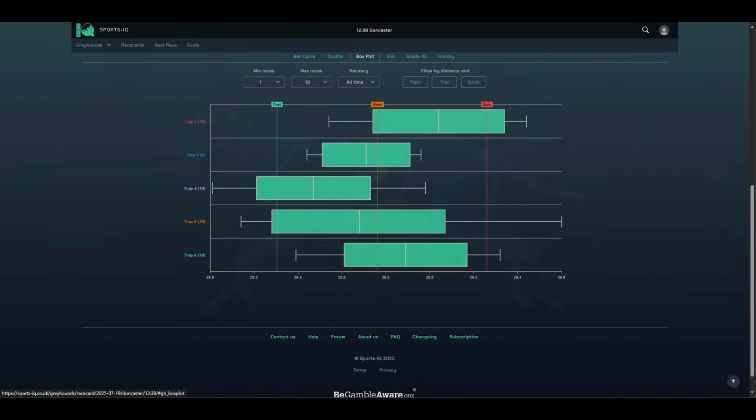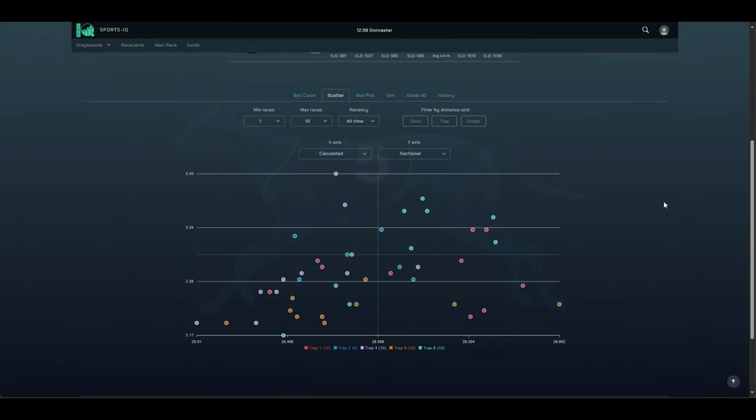The box plot helps us to visualize each dog's fastest, slowest, average, and variability in one clean view. Think of this as a bird's eye view of the bell curves. And Trap 4 again performs well. It's got a tight box, average time within the fast benchmark zone. Trap 6 shows a long right whisker, poor average, and a wide standard deviation box, confirming she's slow and erratic. You want consistency to back and volatility to lay.